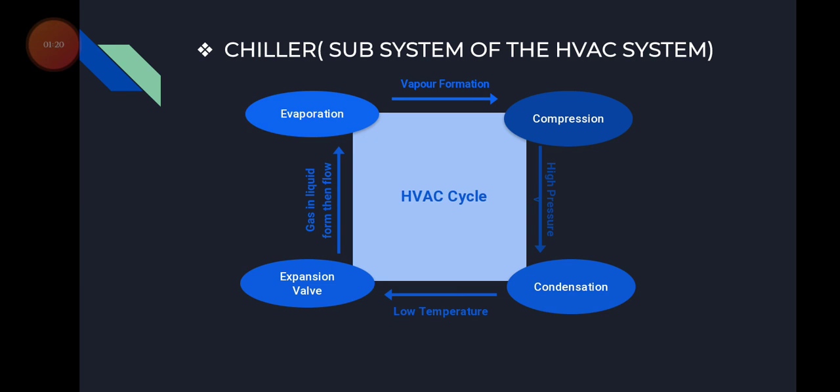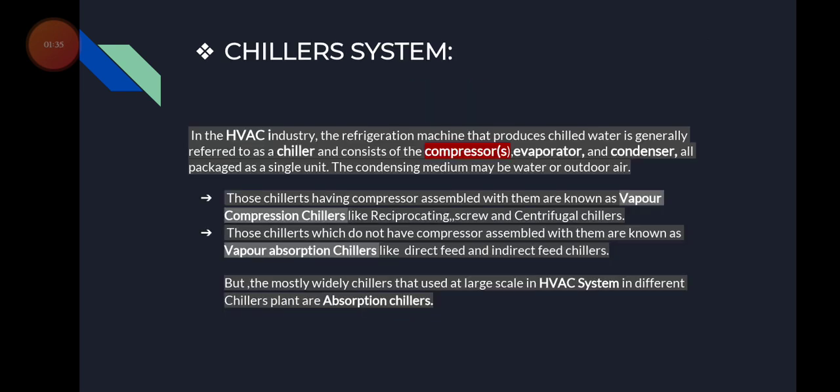It is necessary to look at the HVAC cycle because refrigerators, chillers and other machinery also work on this cycle, on the principle of the HVAC system. Now come to the chiller system. Basically, in the HVAC industry, the refrigeration machine that produces chilled water is generally referred to as the chiller, and it consists of the compressors, evaporator and condenser, all packaged as a single unit. The condensing medium may be water or outdoor air.